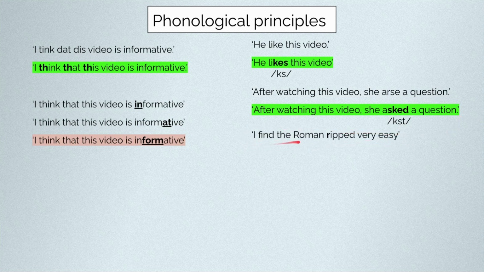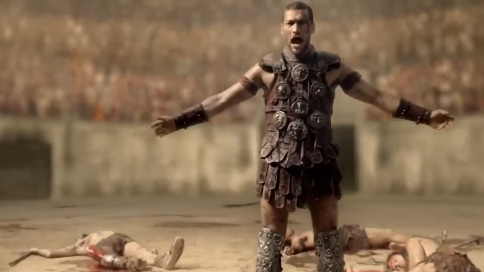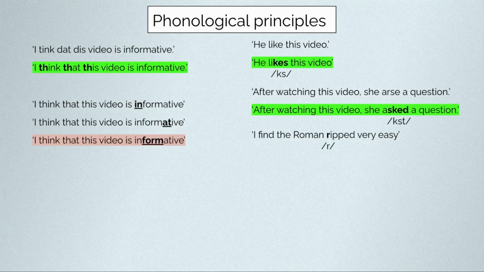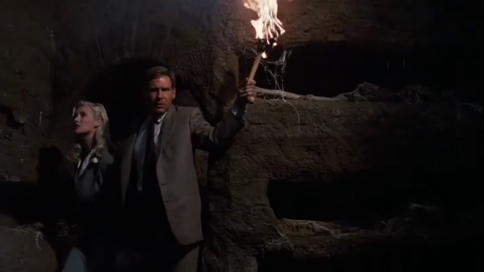I find the Roman ripped very easily. Romans? Ripped? Were they gladiators, perhaps? I am Spartacus! But it doesn't really make much sense. I find the Roman crypt very easy. The Roman crypt? Easy to what? Easy to find? Easy to navigate? We're talking about catacombs in Venice here?